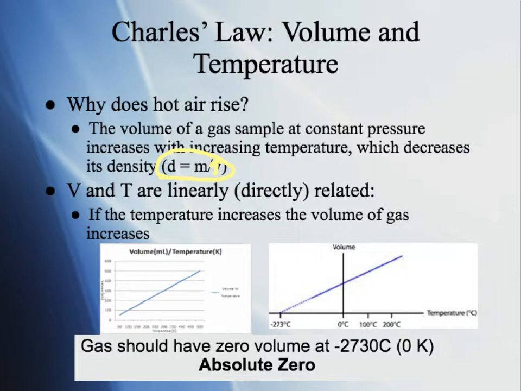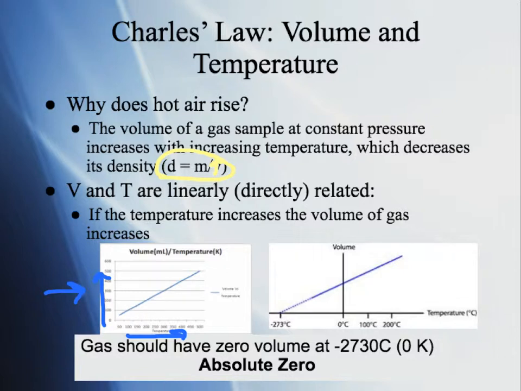Now, what this means when we see that as you increase temperature, you increase volume on a graph, is that volume and temperature are linearly or directly related. Again, if the temperature increases, the volume of the gas is going to increase. And we can see that on these graphs here. As temperature increases, volume increases. We get a nice straight line.